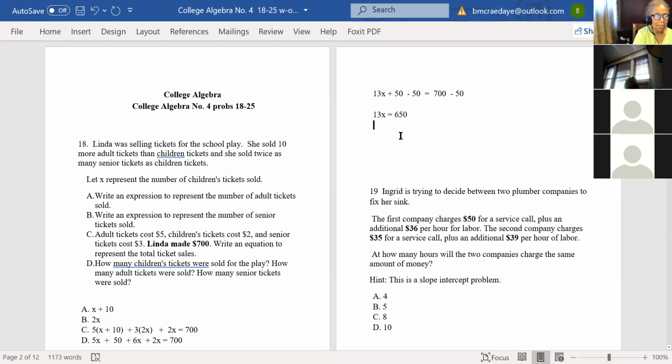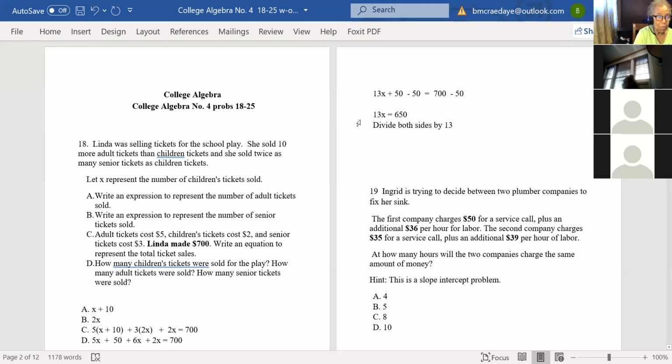Now, Audrey, what do I do next? Solving for x, what's the next step? Oh, 13x times... This is a multiplication. What's the opposite of multiplication? Divide. Divide 650 by 13x. Well, no, not 13x. You divide both sides by 13. Right. Divide both sides by 13.